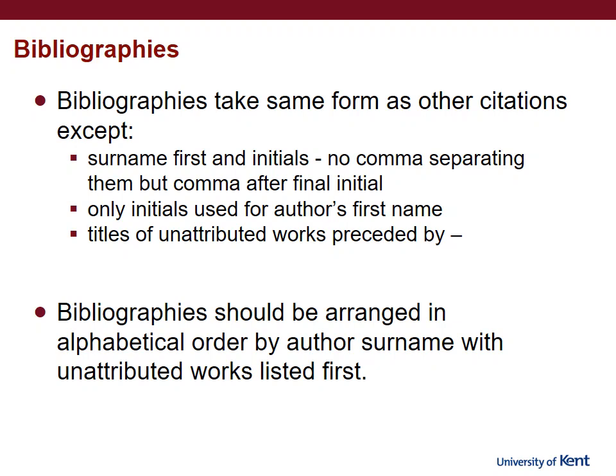For bibliographies, they take the same form as the other citations, except the surname comes first and then initials. So no comma separating them, but a comma after the first initial. Only initials are used for the author's first name, and titles of unattributed works are preceded by a hyphen. Bibliographies should be arranged in alphabetical order by author's surname, with unattributed works listed first.